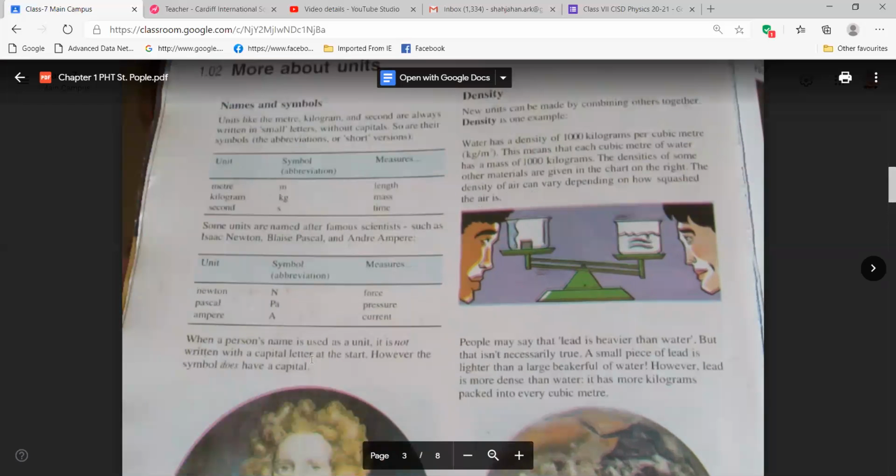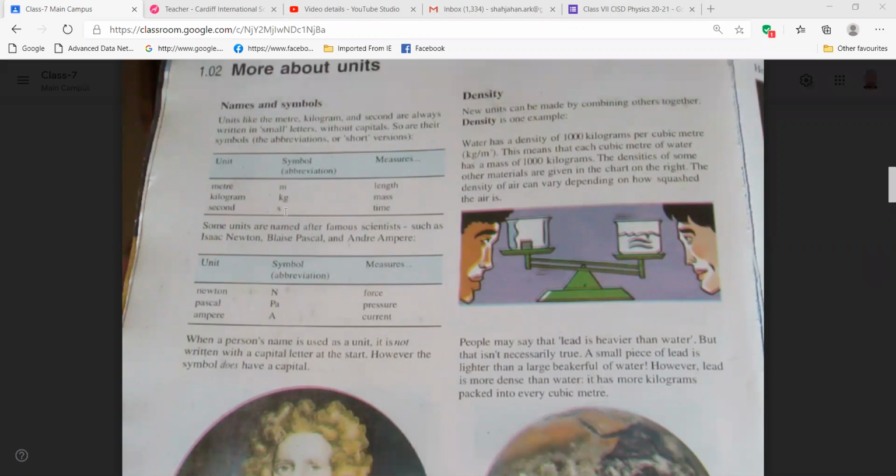Pamti, can you see? Yes, sir. So you see here, these symbols are not given in capital form: meter, kg, second. But Newton, Pascal, Ampere are given in capital letters in short form. So this shows that these are named after scientists.